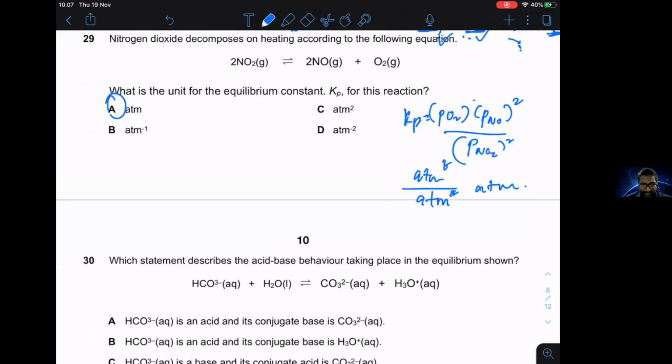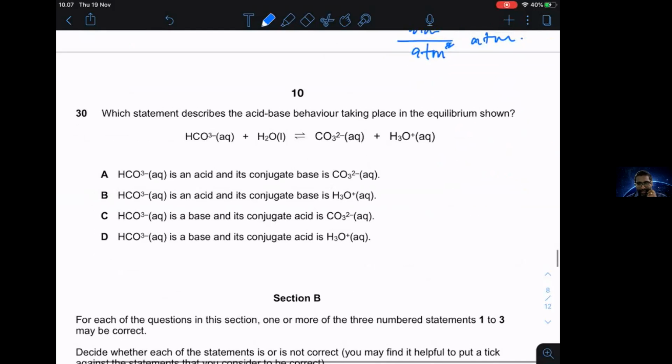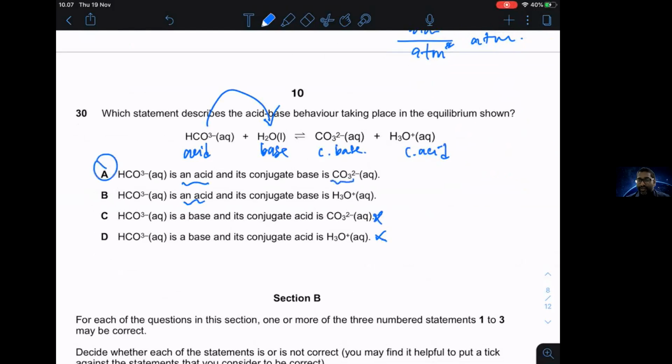Now let's move on. Okay, 30. Which statement describes the acid-base behavior? In this case, I can see that this is donating the proton, so this is going to be the acid. This is the base. So this is the conjugate acid, and this is going to be the conjugate base. We have HCO3, it's an acid, so this one is wrong. The conjugate base for that is going to be CO3 2 minus. The answer is going to be A.